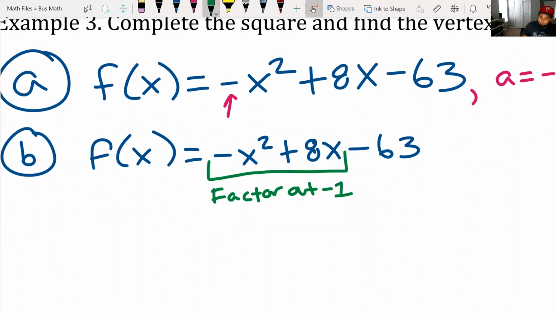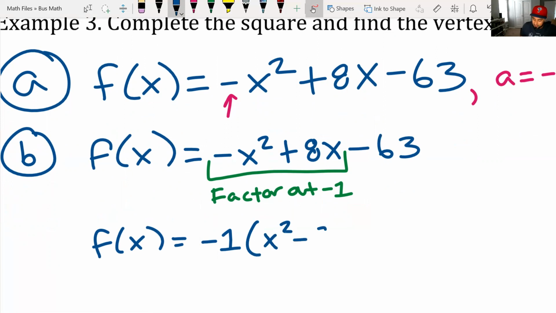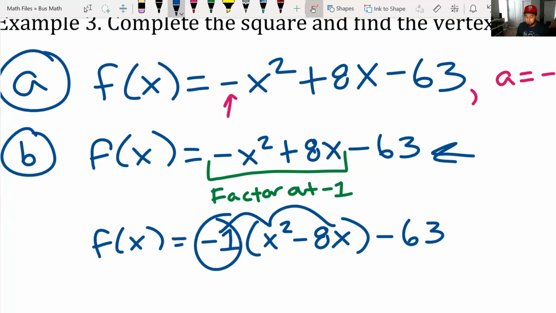Which will give me f of x equals -1, we have factored it out, times x squared minus 8x, minus 63. Okay. We've done nothing wrong. We've taken a -1 out. If I want to go back to the original equation, just distribute that -1 back in, and we're back at the original equation. That's just to make sure we haven't done anything wrong.